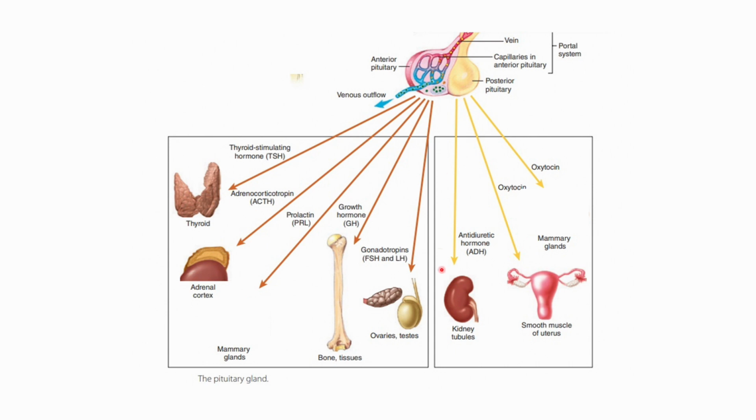And then another neurohormone we talked about was antidiuretic hormone, ADH, which is also known as vasopressin. And vasopressin is released when we are feeling thirsty due to lower blood volume and higher blood salinity.